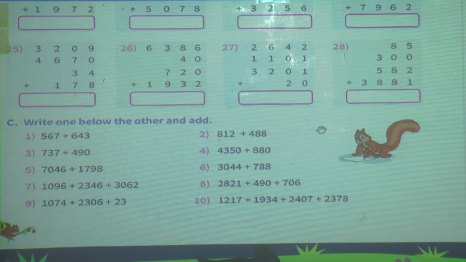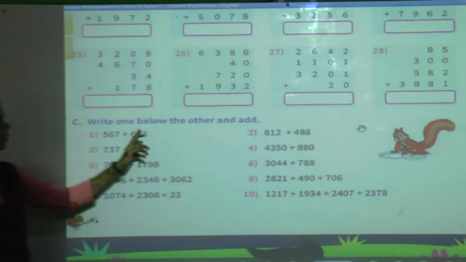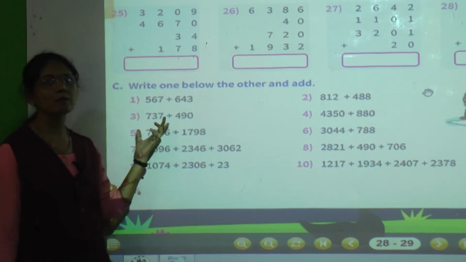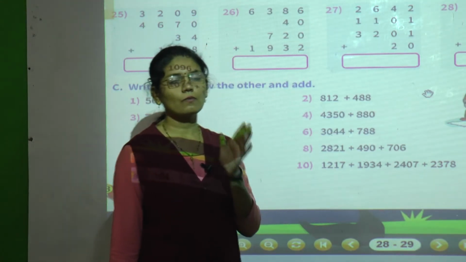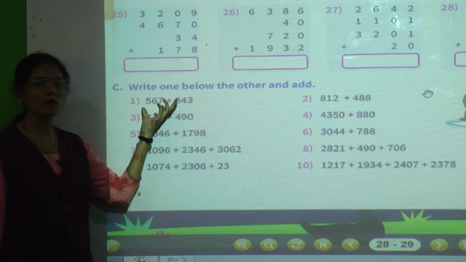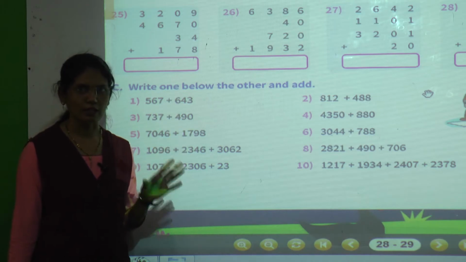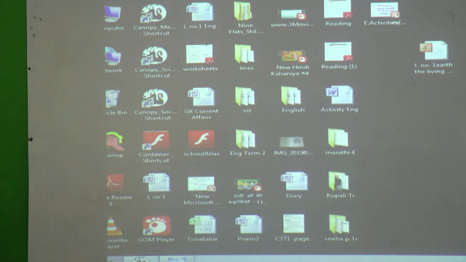Now we will see the question number C. The question is, write one below the other and add. Now the numbers are given in a horizontal way. So first of all, we have to arrange these numbers in a vertical way in a place value chart. For that we have to draw a place value chart, and in that we have to write these numbers and then we can solve it. So one by one we will see the examples.